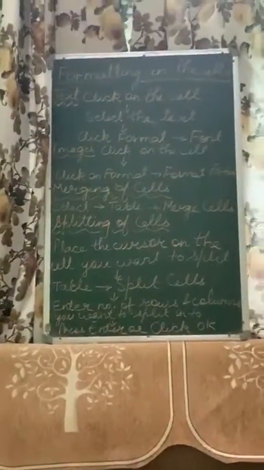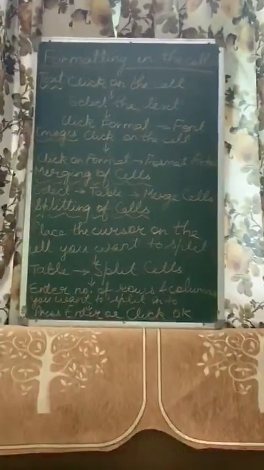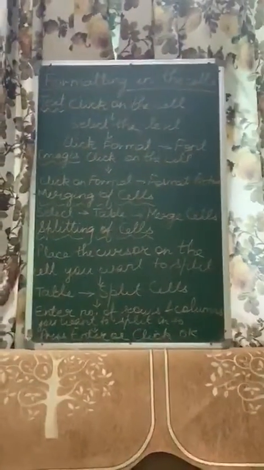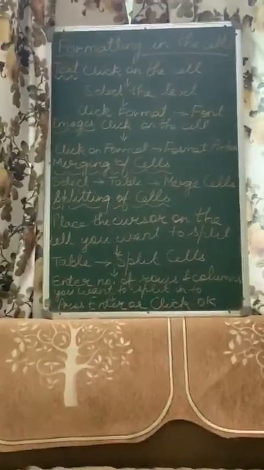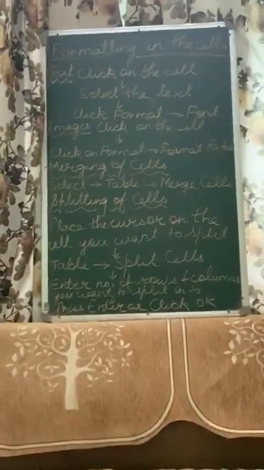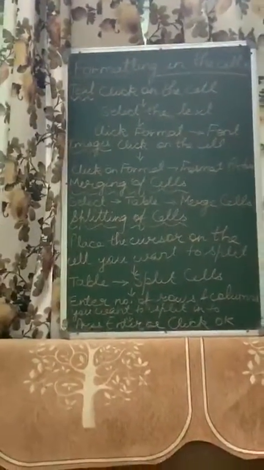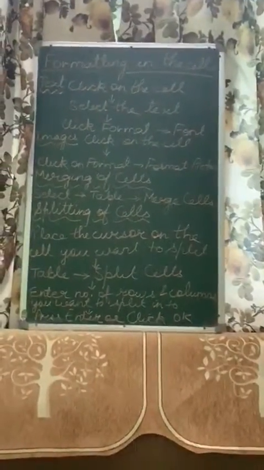The next is splitting of cells. Splitting means you want to split a cell into number of cells. For this you should have a table already created. So in order to split a cell, what you will be doing? First of all, you will be placing your cursor on the cell that you want to split. Split means dividing the cell into many small cells. So first the cursor will be placed on the cell that you want to split.